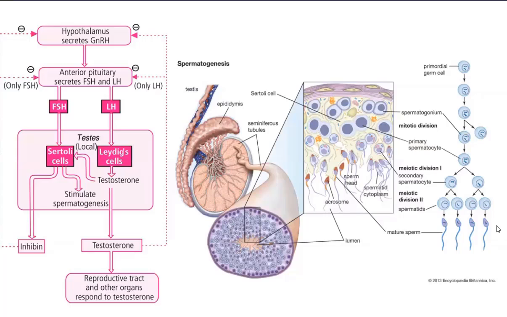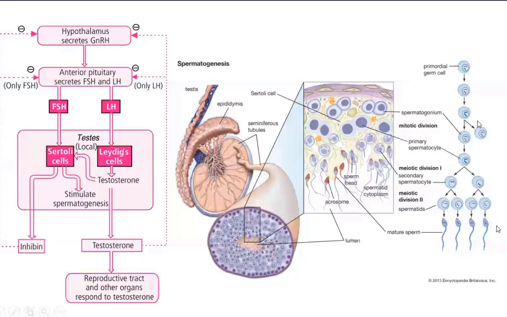So when you have a higher level of testosterone, for example, patients that are taking anabolic drugs containing testosterone, this will give a negative feedback to the anterior pituitary and hypothalamus as well. When we talk about the spermatogenesis process, the whole spermatogenesis process takes about 64 days. It starts with primordial germ cells being converted into spermatogonium.